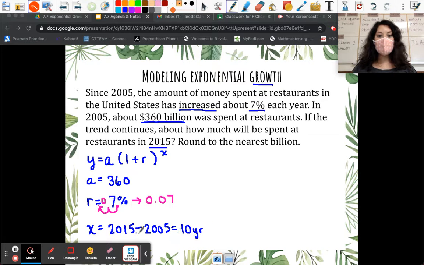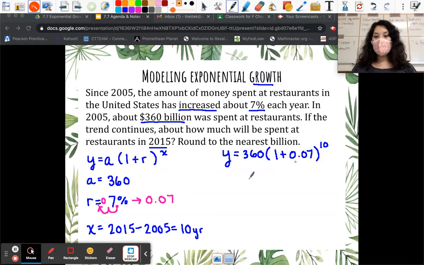Now that I have values for all of my variables, it becomes a very plug and chug method. You plug the numbers in and you chug along with the calculator. You just use your calculator to make quick work of it. So it's going to be 1 plus r, so 1 plus this decimal, all raised to my interval, which is 10. And now I just use order of operations and my calculator to evaluate.